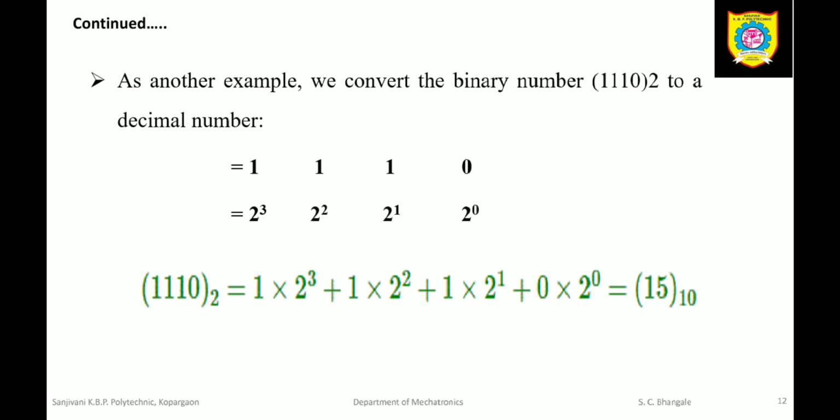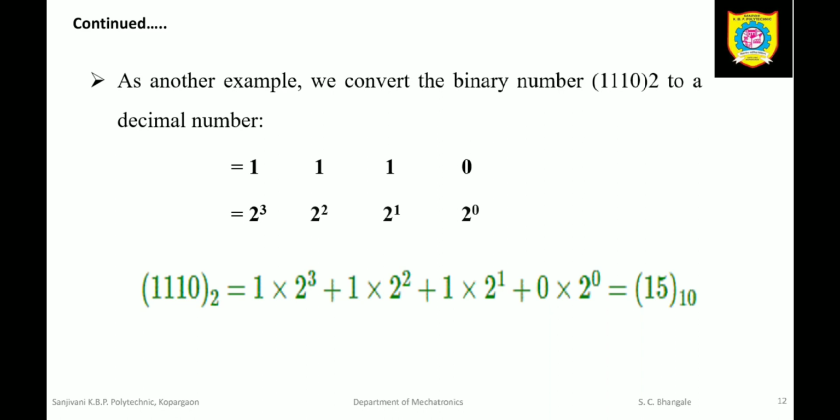So consider this number 1110. If we start from the right side, multiply 0 with 2 raised to 0, multiply 1 with 2 raised to 1, multiply 1 with 2 raised to 2, and multiply 1 with 2 raised to 3. If we add this, 1 into 2 raised to 3 plus 1 into 2 raised to 2 plus 1 into 2 raised to 1 plus 0 into 2 raised to 0, and calculate the value, we will get the equivalent decimal number, which is 15.